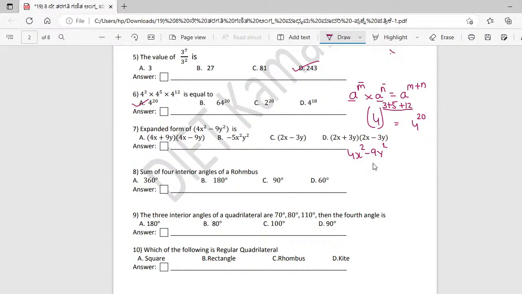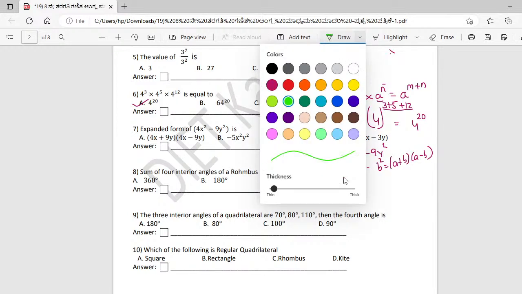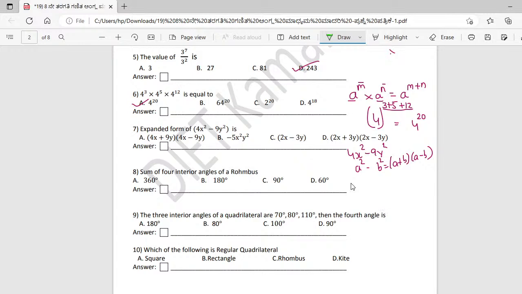There is a square minus b square, and that formula says a plus b of a minus b, right? But the question given is not exactly in the form of a whole square. We need to write it in the form of a whole square. So how can we write 4x square in the form of a whole square? That is 2x whole square minus, 9y square we can write as 3y whole square.